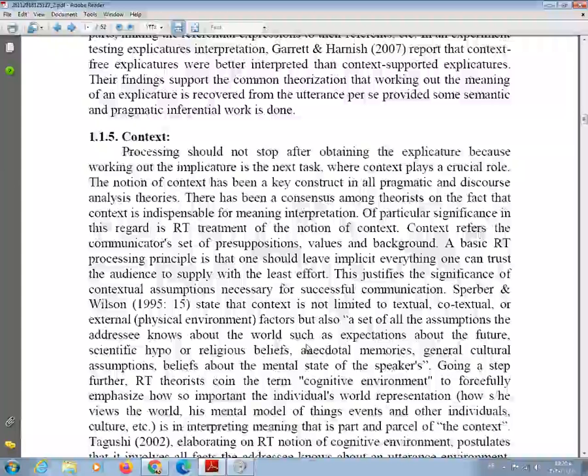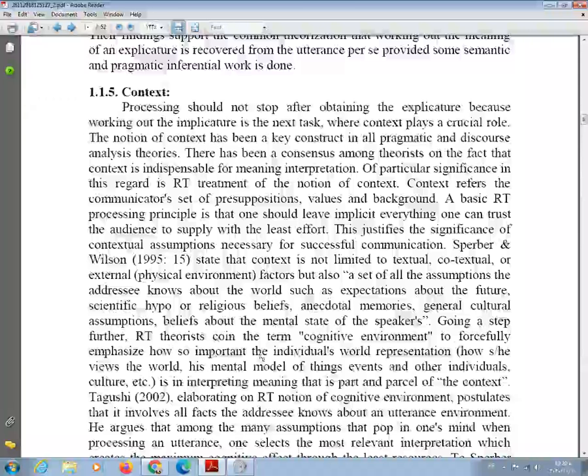Background knowledge, words, experience, expectations, beliefs, ideas, religious beliefs, memories, cultural assumptions, mental state, everything. Going a step further, RT theorists coin the term cognitive environment. Very interesting. Cognitive environment, to forcefully emphasize how important the individual's world representation is, how we see the world, because we understand everything in the light of our world vision, our world view.